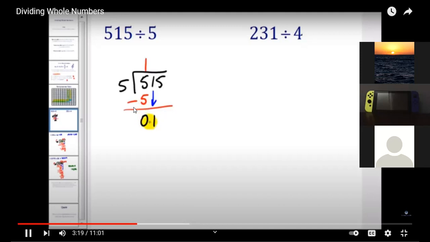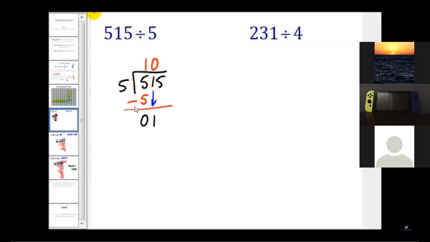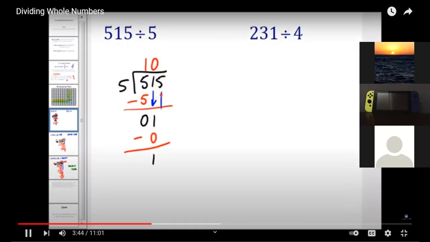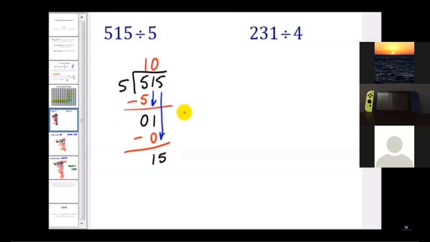So now we ask the same question, how many 5s are there in 1? Well, there aren't any 5s in 1, so there are 0 5s in 1, we put the 0 above the 1, and now we multiply again. 0 times 5 would be 0. Now we subtract again. 1 minus 0 would be 1. Notice we have one more digit to bring down, and it's the last digit, which is the 5, which creates the number 15. And now we ask the question again, how many 5s are there in 15?